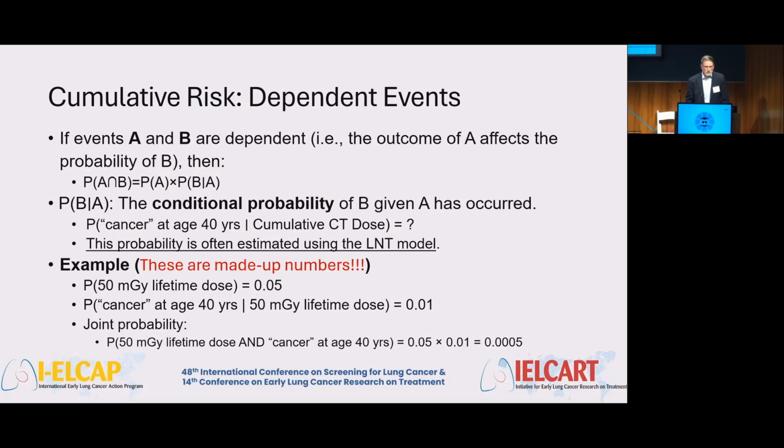And then what has been considered for the paper in JAMA is more of a cumulative risk model, where there's some conditional probability of, say, cancer at age 40, given a cumulative CT dose. And then this would be calculated as this dependent events model. And the model for this conditional probability, of course, in that paper and many others, is this linear no threshold model.